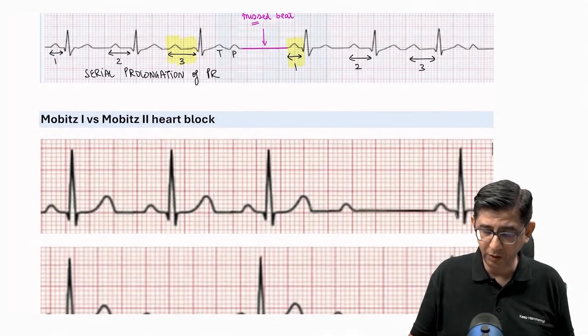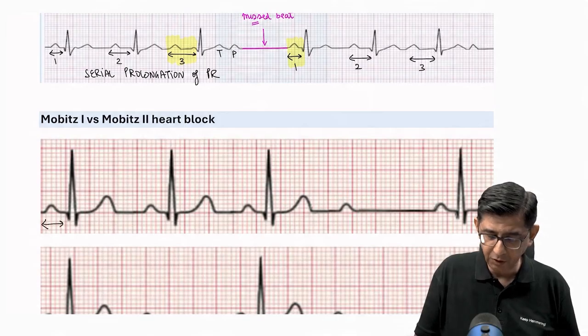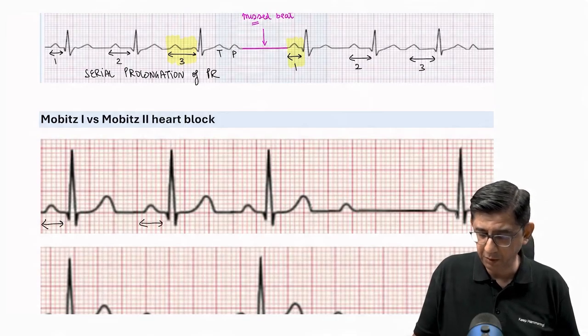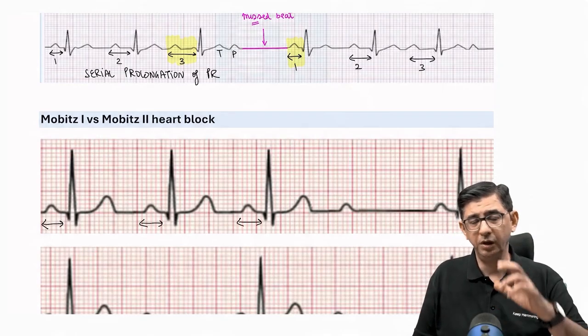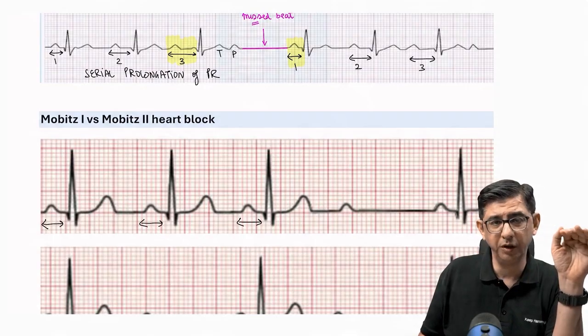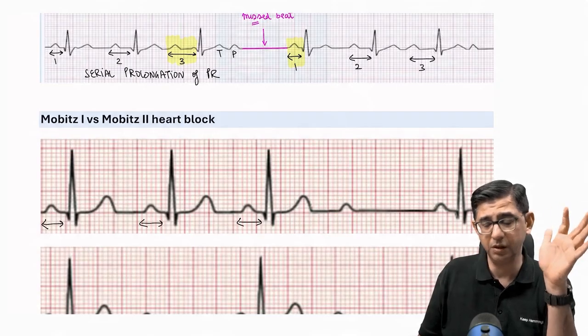So I want you to check the PR interval of this patient. This is the first time the PR interval is being checked. Then you're checking the PR interval the second time, and then the third time also, and there is no change. In this condition, we don't have a serial prolongation of the PR interval, but the PR interval is constant, constant, constant, constant.